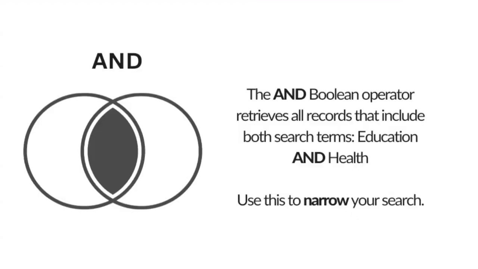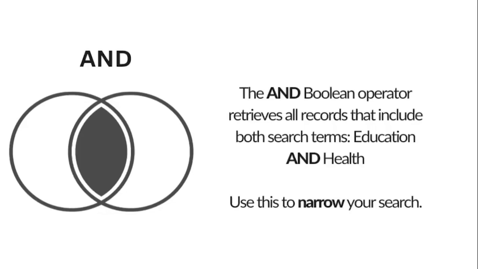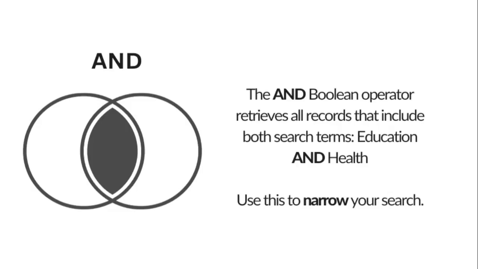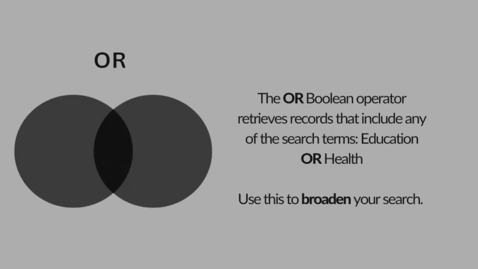So first, we have the AND Boolean operator. The AND Boolean operator will help you in narrowing down your search results. That's the purpose of using the AND Boolean operator. So for example, you have education and health. If you're going to combine your keywords using the AND Boolean operator, this will retrieve results containing both education and health.